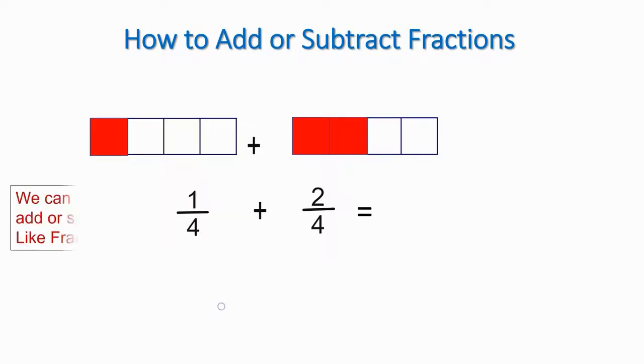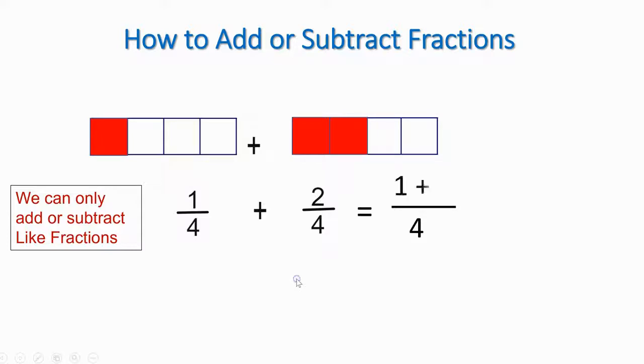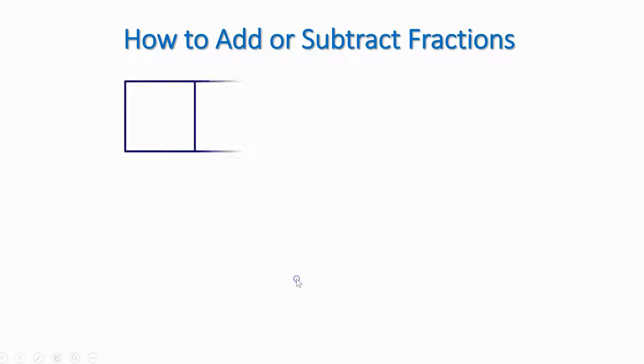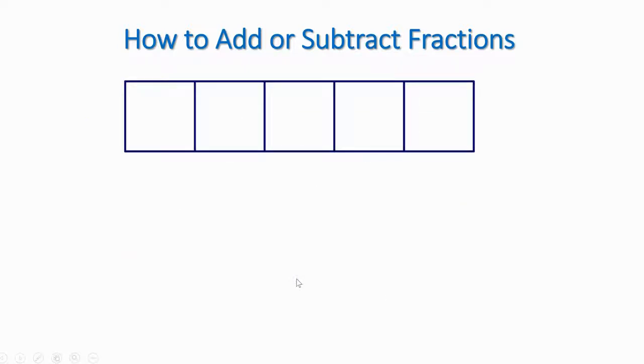And as a rule, you can only add or subtract like fractions. The denominator will tell you how many equal parts you divide your whole into. In this case, both shapes are divided into 4 equal parts each. So you copy the common denominator of 4 and you add the numerators, 1 plus 2, which will give you 3/4 in total.